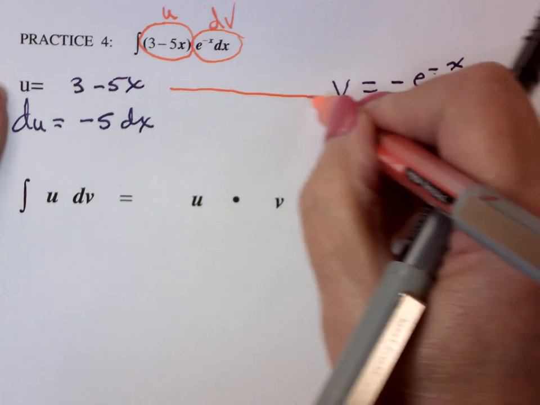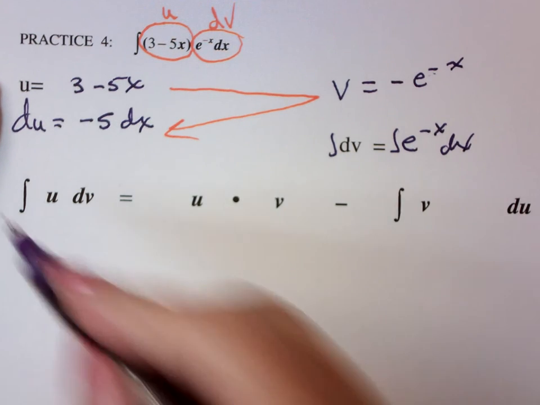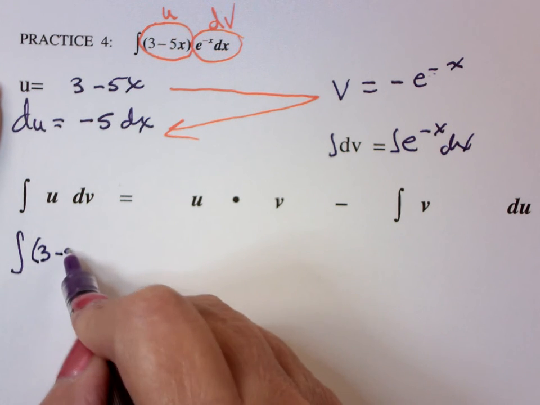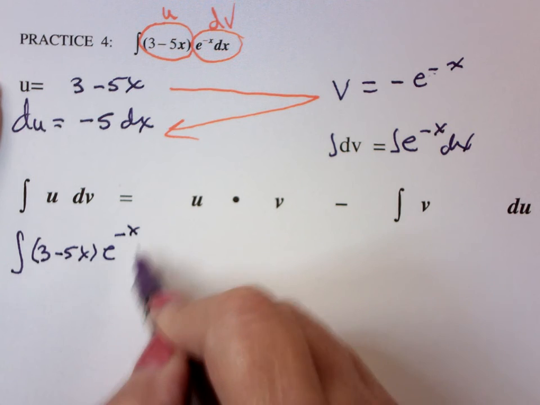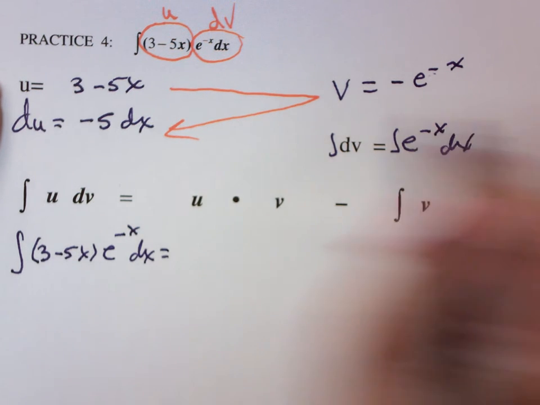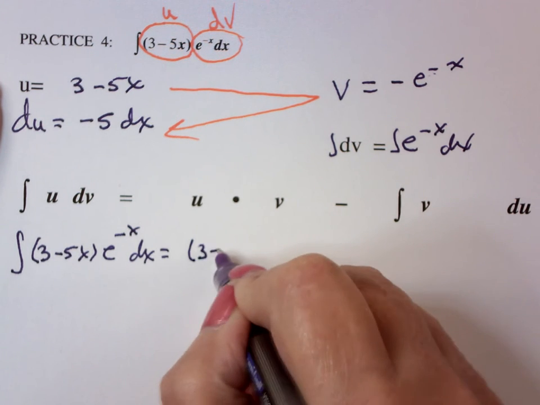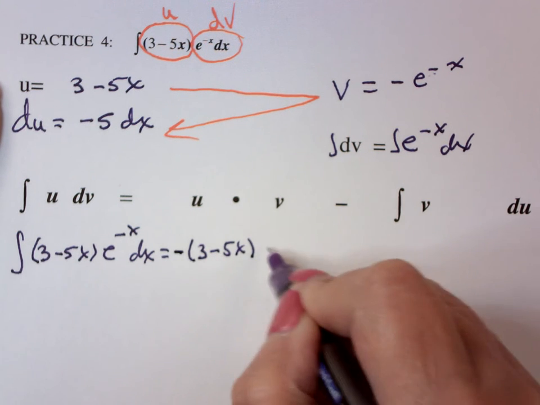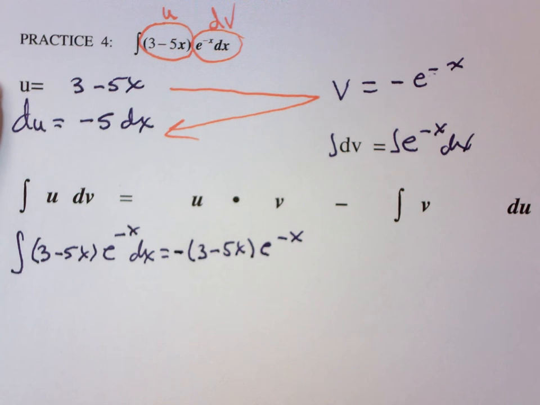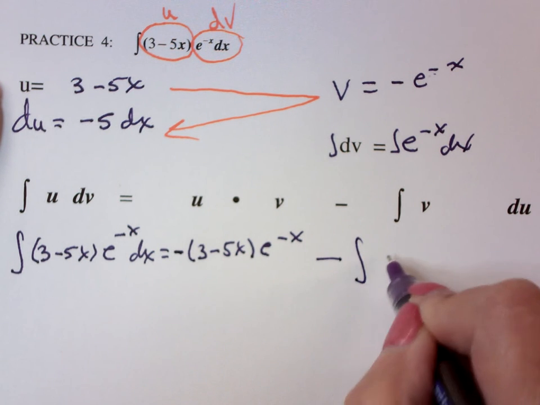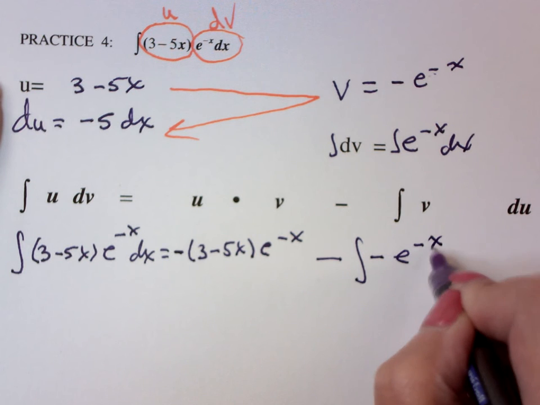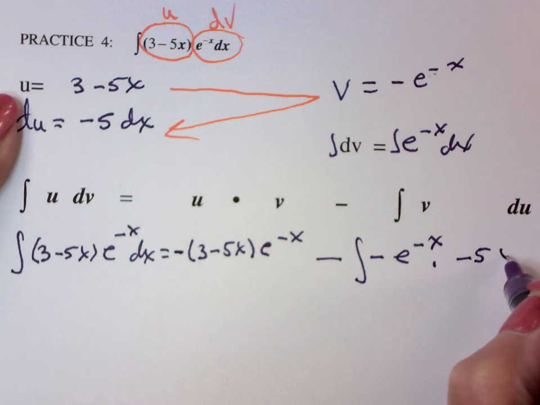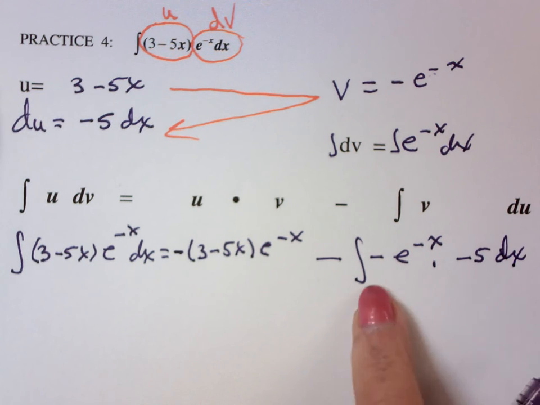So now we do it. So this becomes, the original problem is the integral of 3 minus 5x times e to the minus x dx, which is u times v, 3 minus 5x. v is going to be, I'm going to put the minus in front, e to the minus x, minus the integral of v, minus e to the minus x, times du, which is minus 5 dx. The thing is, is this integrable?